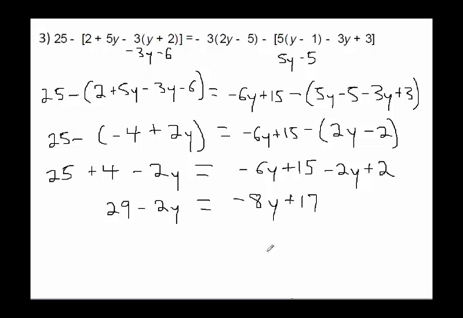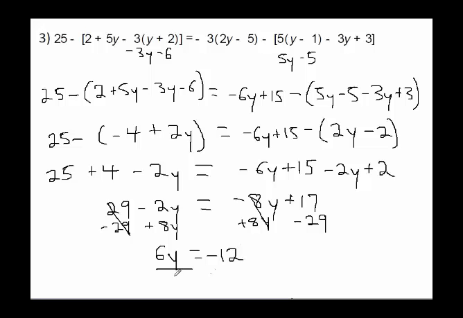Let's try letters on the left, numbers on the right, although it will work just as easily on the other side. So we want to get rid of this whole term, and the way to get rid of this whole term is to add 8y to this side. Whatever you do to this side, you've got to do to the other side too. And subtract this entire term, minus 29, minus 29. And now you're going to have numbers on the right, letters on the left. Negative 2y plus 8y is positive 6y, equals 17 minus 29, which is negative 12.